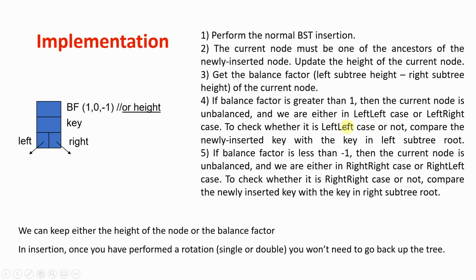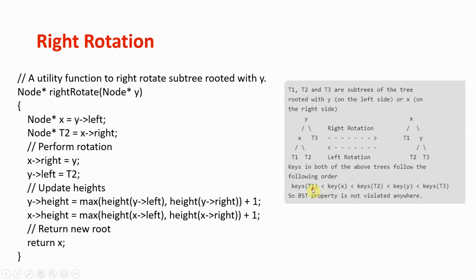Once we figure out which case we are in, we have other functions that we can call, either a single right rotation or a double left-right rotation. Similarly, for the right-heavy case, if the balance factor is less than one, the current node is unbalanced. We're either in the right-right case or the right-left case. We figure out which one it is, and then we call another function for rotation to rectify the problem.